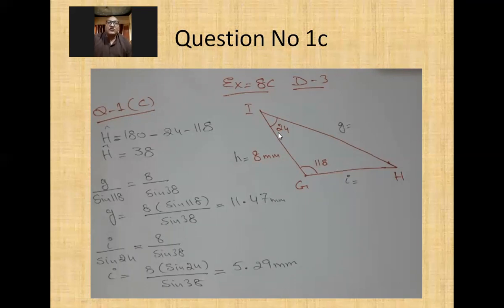Now I want to find this side. This side is opposite to the angle 24, and this side is opposite to the angle 38. So we write in the form of the sine law that I divided by sine 24 equals 8 divided by sine 38. So I equals 8 multiplied by sine 24, divided by sine 38, which equals 5.29 millimeters. So this is how you will do question number 1, part C. I hope you have understood how we are using the law of sine, or sine law.